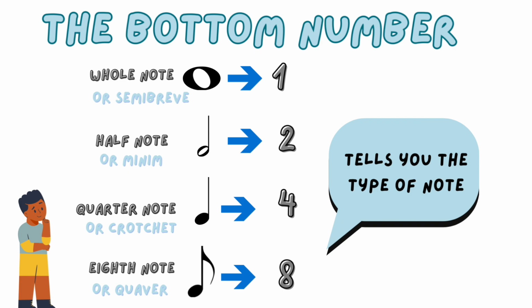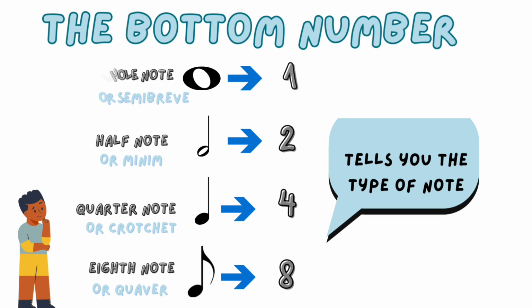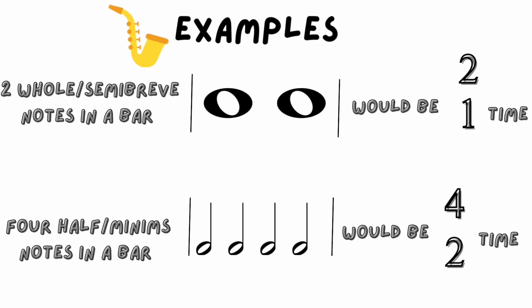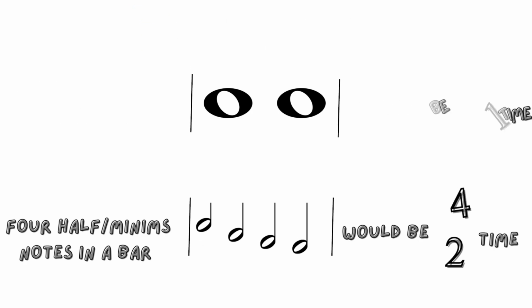Right, so here's an example. If you had 2 semibreves or whole notes in a bar, then it would be 2/1, yeah, because there's 2, and then the 1 would tell you the type of note, which is semibreve. If it was 4 minims, yeah, or 4 half notes, then it'd be 4/2. Okay, now those aren't very common time signatures, whereas this one is, okay?